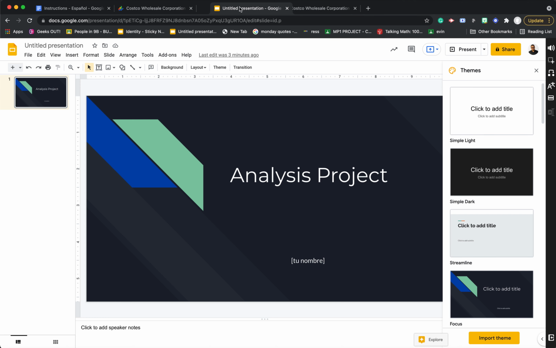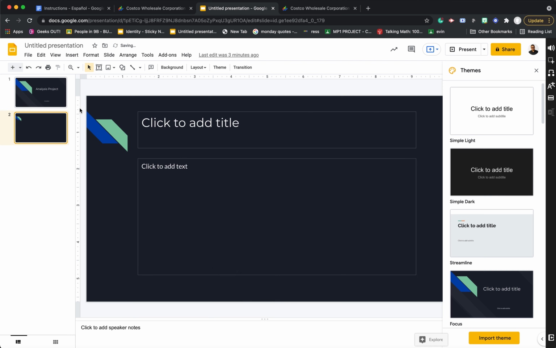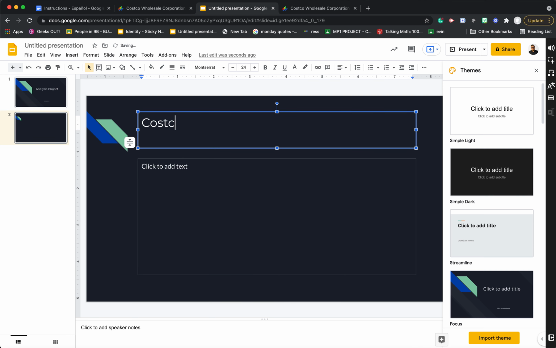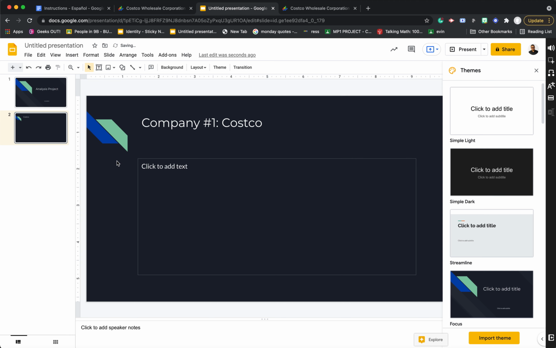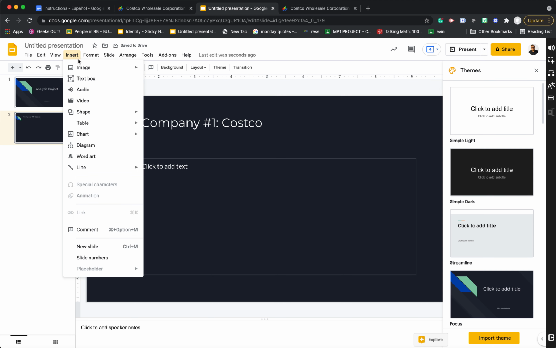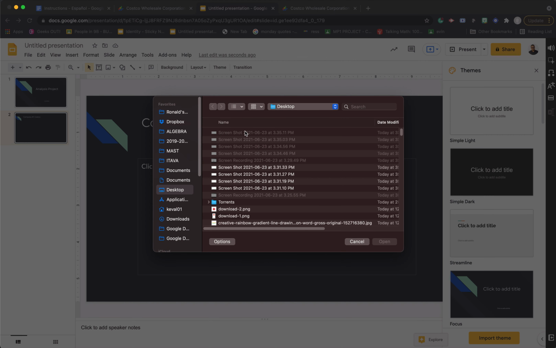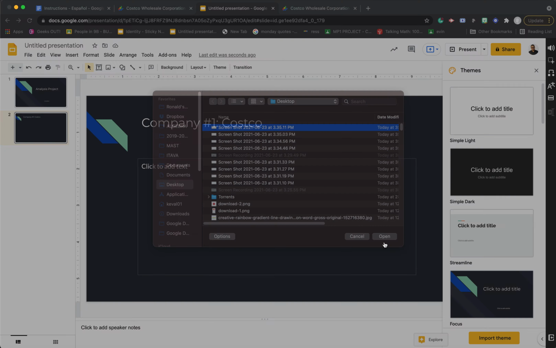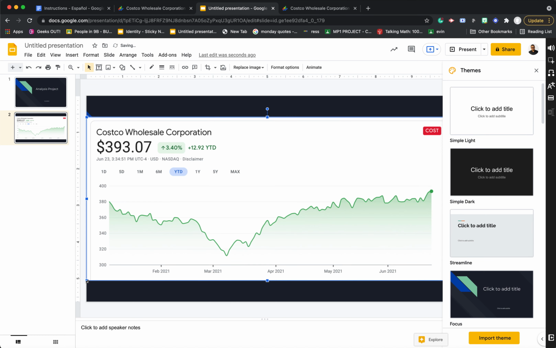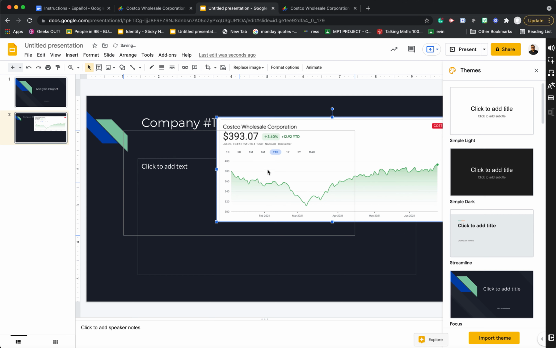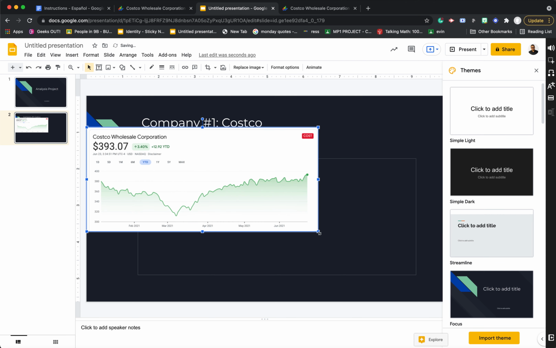If you go to your slides, your first slide is your cover slide. The second one, we're going to look at Costco. So we're going to type the company right there. This is company number 1, and that's Costco. We're going to put the 4 screenshots in. If you're doing it from your phone, you can upload it to the slides. So first, this is one of them. I'll make it smaller so it fits. So this here is one slide.